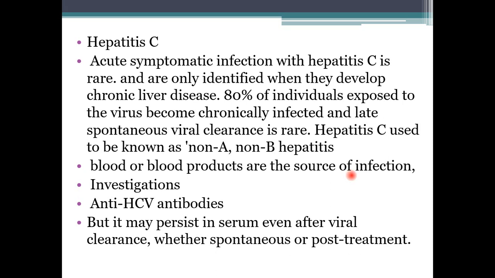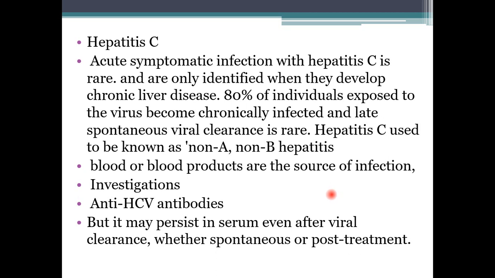80% of individuals exposed to the virus become chronically infected, and late spontaneous viral clearance is rare. Unlike hepatitis B, where 90 to 95% will be eradicated and cleared, here with hepatitis C 80% will persist and 20% will clear. Hepatitis C used to be known as non-A, non-B hepatitis. Blood and blood products are the main source of infection.